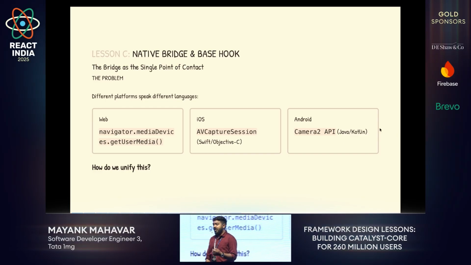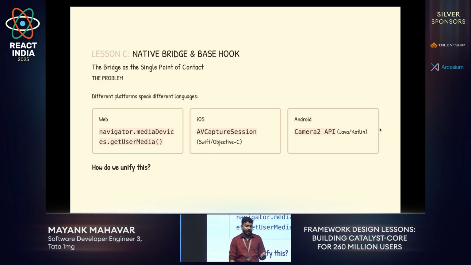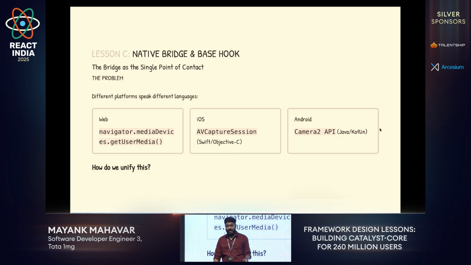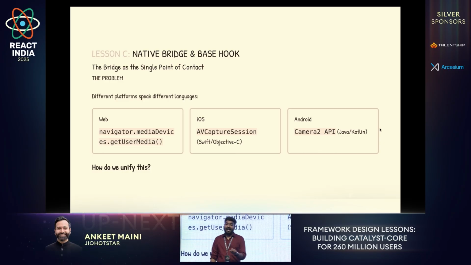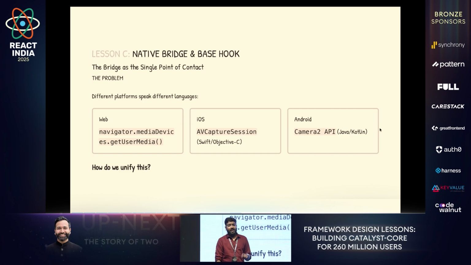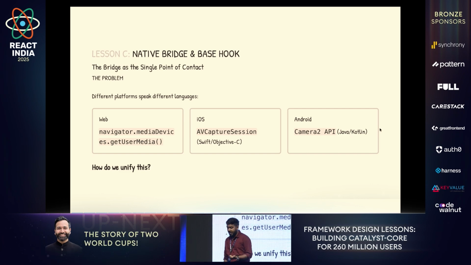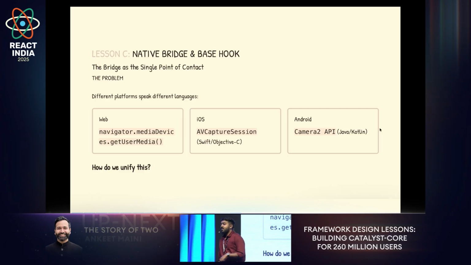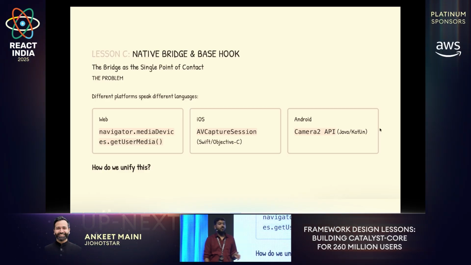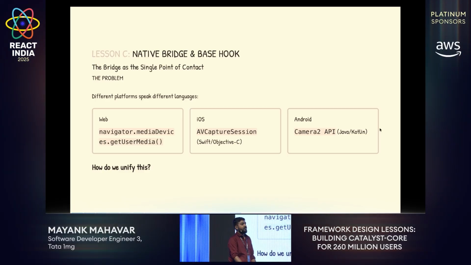So how do we do it? If I want to build it today, every platform interacts with the same API in a very different manner. Web will have a different API, iOS has a different API, Android has a different API. So now we had two problems. First, we want to access it without leaving the ecosystem.